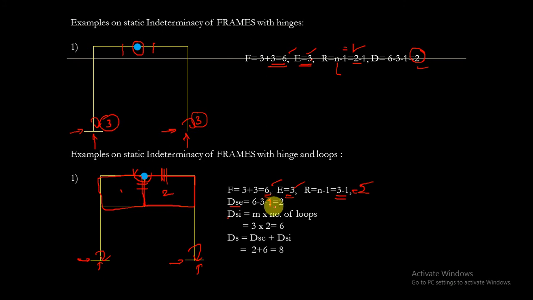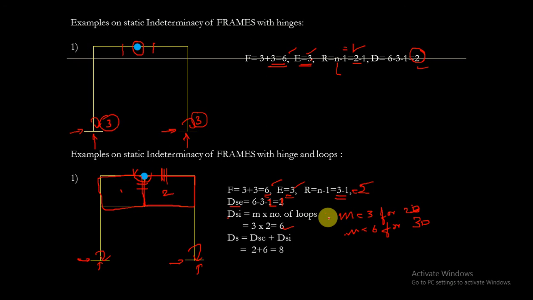So it has to become 2. 6 minus 3 minus 2 is nothing but 1. External indeterminacy will be 1. And the number of loops m equals 3 for 2D frames, and m equals 6 for 3D frames. Okay, m will be 3, and the number of loops here is 2. Total number of loops is 2, and the degree of internal indeterminacy is 6.